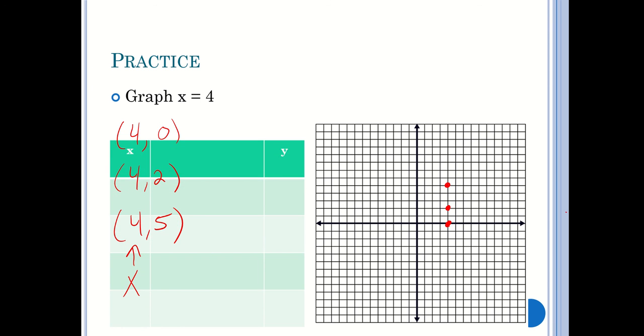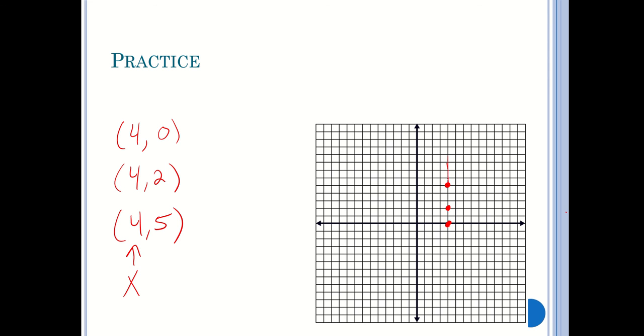And what do you notice about this line? This is a vertical line. So when you have x equals something, it's going to be a vertical line.